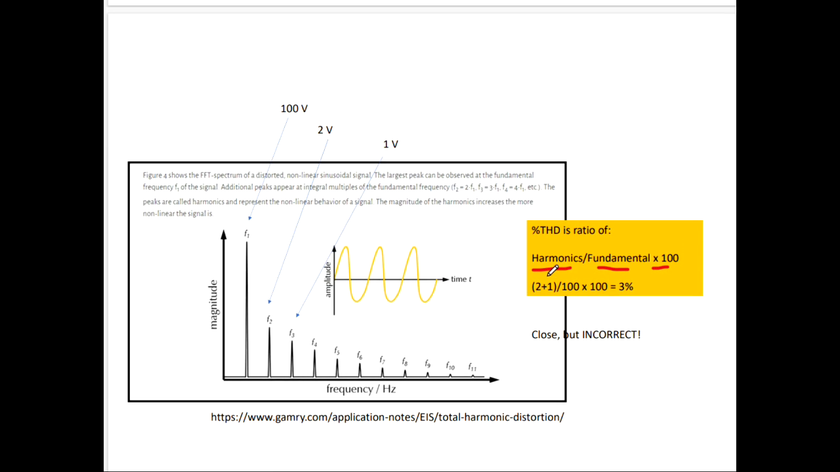All right, so it's the ratio of the harmonics to the fundamental times 100. But unlike our previous examples, instead of just one thing, we're doing a ratio of one thing to another. We've got many things here, so we need to add them up.